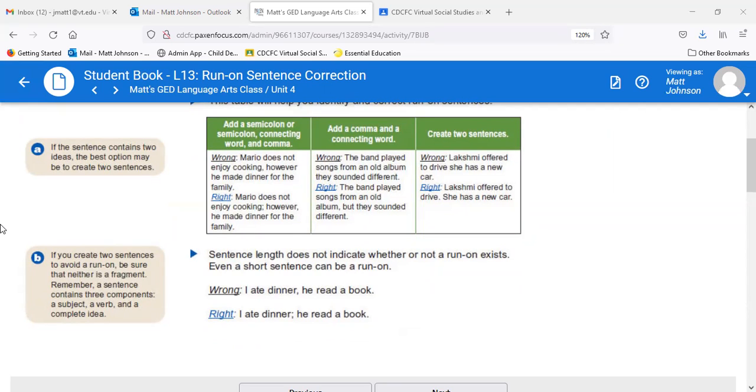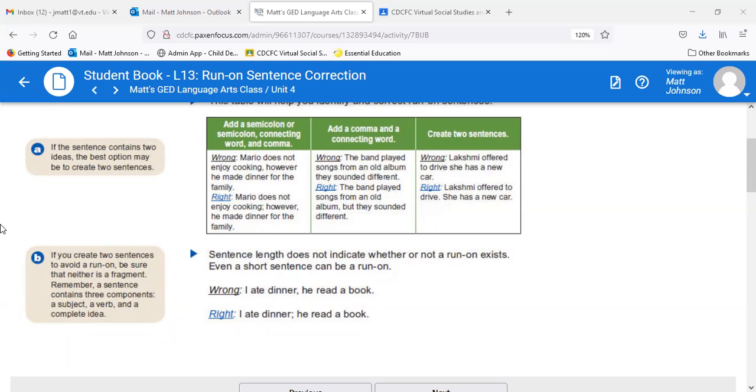create two sentences, right? If something doesn't sound right when you're trying to connect the two sentences together, and you may have ideas that don't jive real well to combine in two sentences, just consider, keep it simple sometimes, and create two sentences. And then sentence length does not indicate whether or not a run-on exists. Even a short sentence can be a run-on.